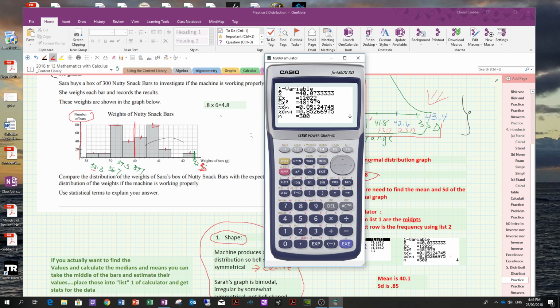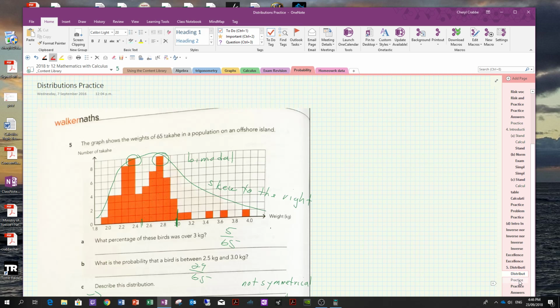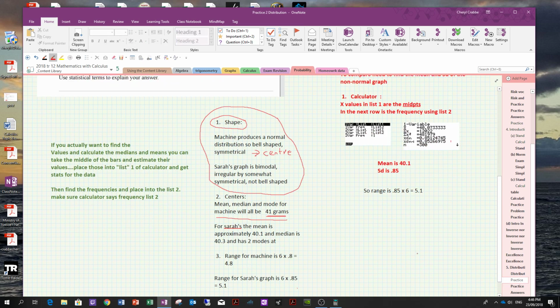So there we're going to have our mean, that's the first thing that shows, the x with the line over top of it. This x n minus 1, that's our standard deviation, 0.85. Keep going down, you get your median. So this is the data for Sarah's graph. So if we take a look, Sarah's graph looks like this.